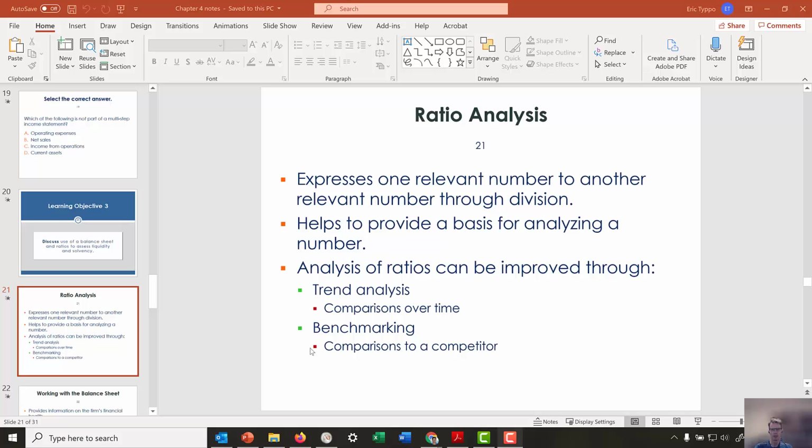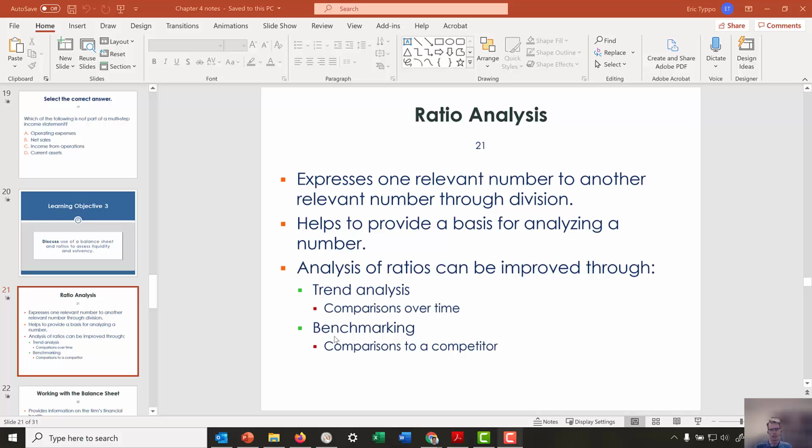The two ways that we typically make comparisons with ratios is that we can do trend analysis. Trend analysis means we calculate a ratio for a company, and we calculate it for several points in time. So we calculate the ratio for 2018, 2019, and 2020. We see how it's changed, what the trend is. Is the trend getting better or worse? We can get a sense of where the company's headed.